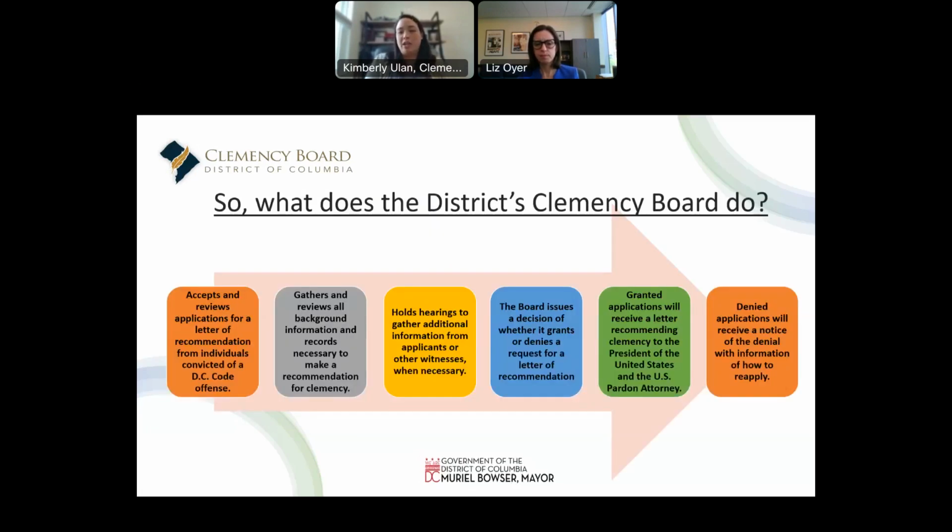So once the Clemency Board gets your application and it's accepted as being an eligible application for either a pardon or a commutation letter of recommendation, we will then have to send all the releases that you sign out to all the agencies that have your background information. So this includes the Bureau of Prisons, the Court Supervision Program, the Superior Court, who would have all your court records about your case that you're applying for, and any other agencies like the Metro Police Department who have information about your case. That can take some time.